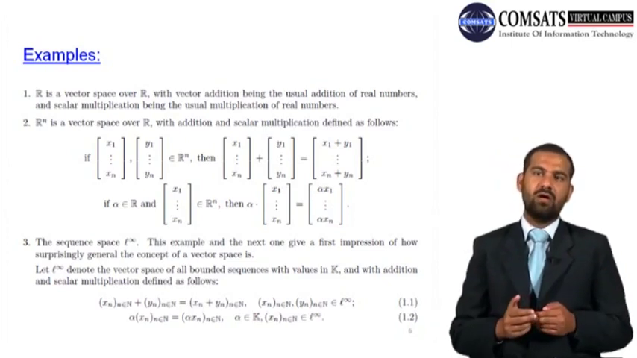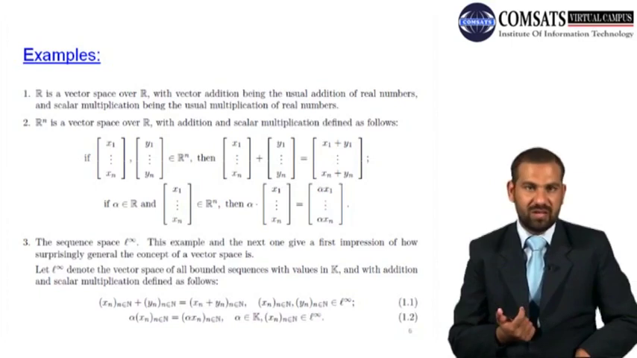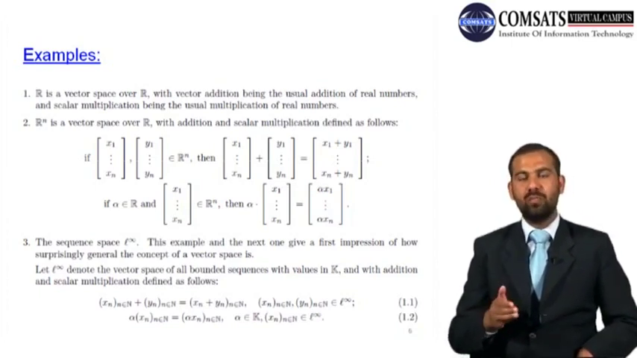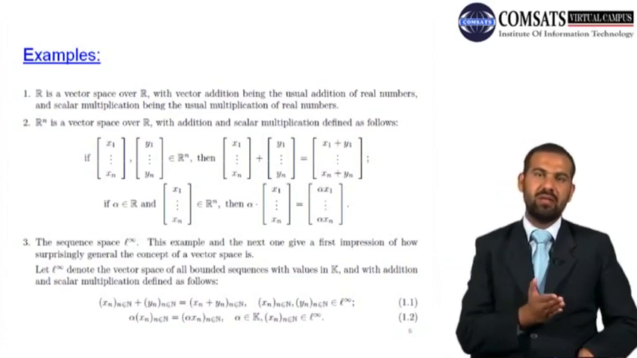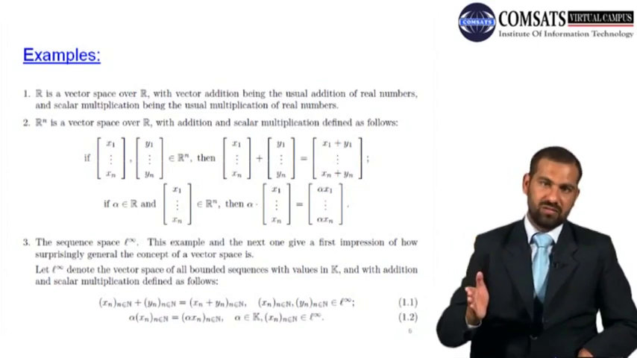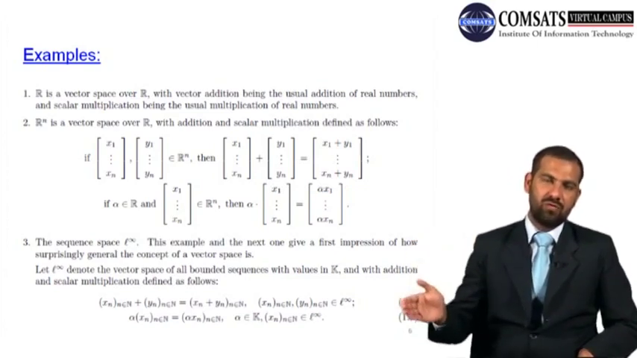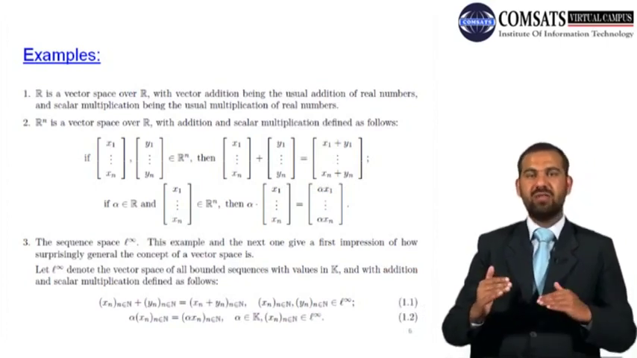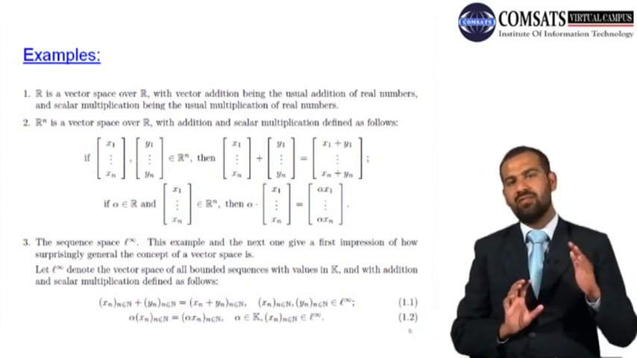For example, the trivial example of a bounded sequence is 1 over n. As we know, for 1 over n, its supremum is 1 and its infimum is 0. The first term is 1, the second term is 1 over 2, the third term is 1 over 3, then 1 over 4, and it converges to 0. So it's a bounded sequence because its values are in between 0 and 1.